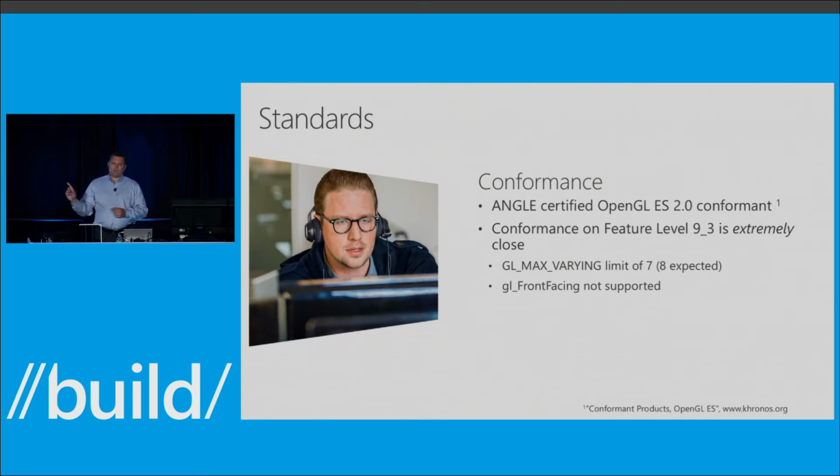There's a note here about feature level 9.3. We talked about how Windows phones, most of them are 9.3. Conformance on 9.3 isn't official, only because there are 2 key features that are missing. One is the GL max varying. For those that are familiar with it, the specification requires 8. And because of the way that we translate and manage resources on a 9.3 device, we have to use one of those slots, so our max is 7.